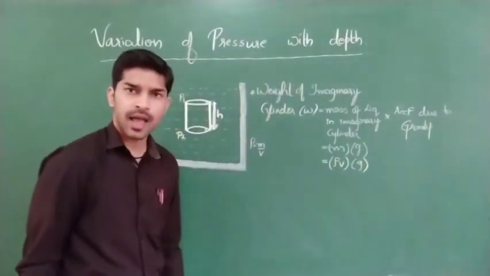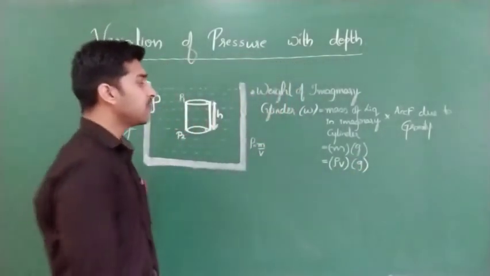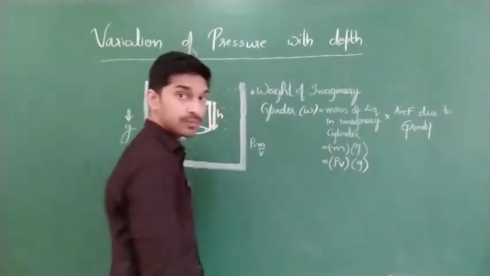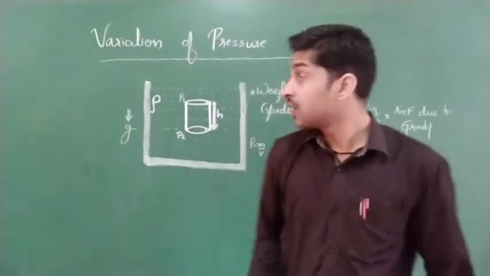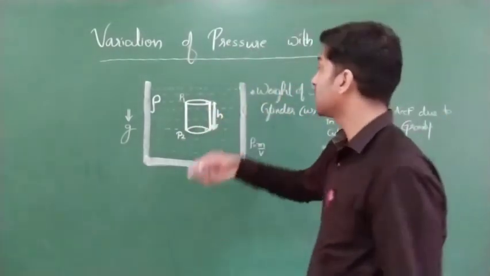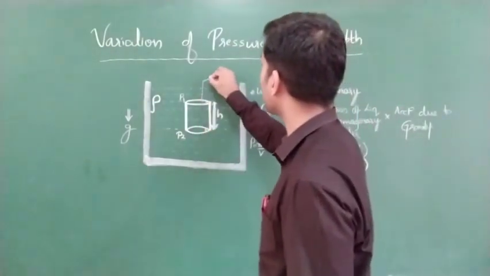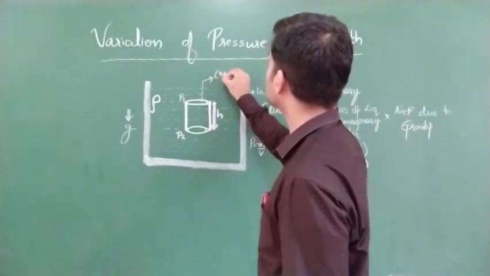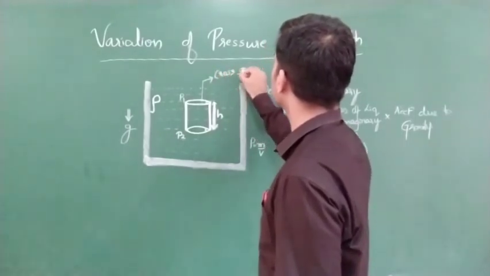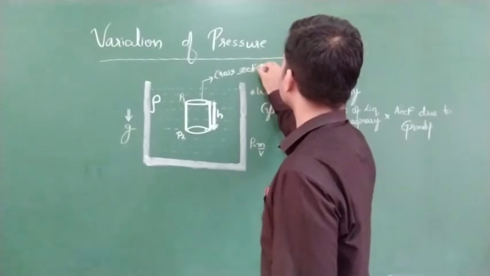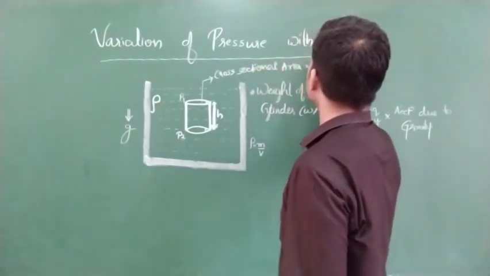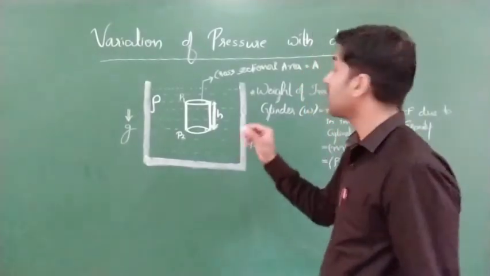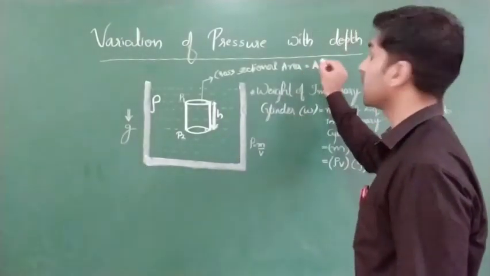Clear? I hope you are getting it. Now V is nothing but what? Volume. Okay? Now how to analyze this volume? Cross sectional area is how much? It is nothing but A, the cross sectional area. This is nothing but value A. We are assuming this value as A.